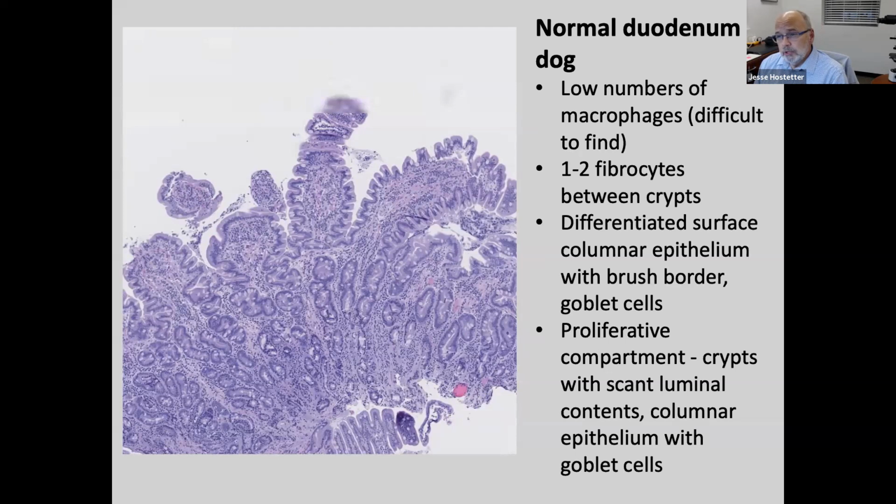Like the stomach, there's 1 or 2 fibrocytes between the crypts, again, non-distinct, and oftentimes you don't see them. The surface epithelium, and I have some pictures of this in a little bit, is tall, cuboidal. It's well polarized. The nuclei are down near the basolateral surface, and there's a brush border on the apical surface that's very prominent. The proliferative compartment here is the crypt down at the base. And the crypt really has scant luminal space. There's just not much space there normally. And it's lined by cuboidal epithelium with occasional goblet cells.